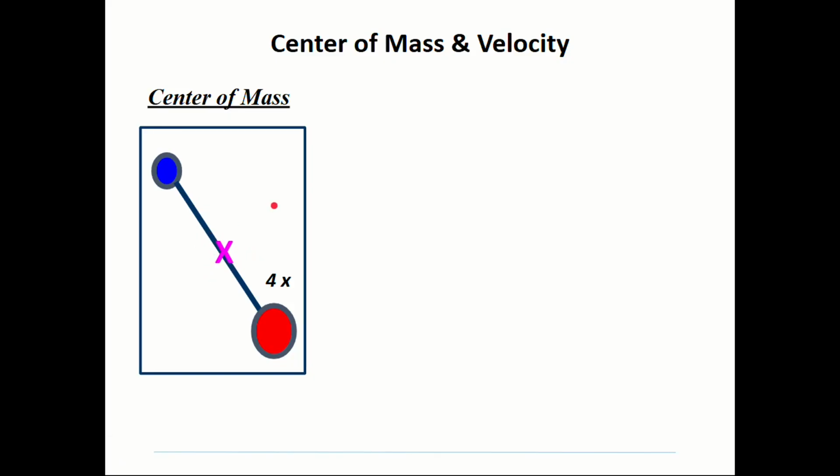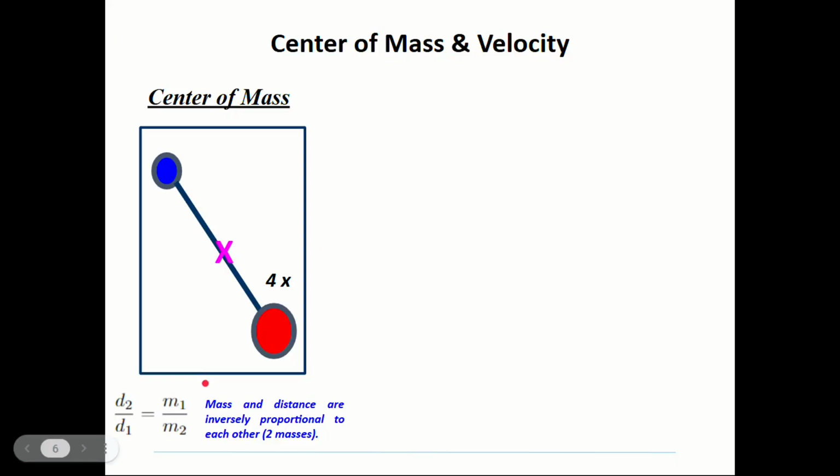And if you were to work out the details, you would find that the distance from this x to the blue mass and the distance from this x to the red mass are going to be related by this relationship down here. And let's actually interpret what that relationship means. According to this relationship, we see that the mass and distance are going to be inversely proportional to each other. That is for two masses only. Things get a little bit more complicated when you're talking about 3 or more masses.